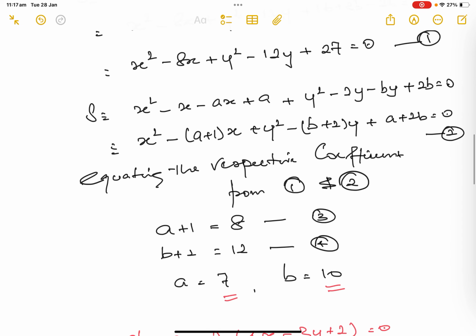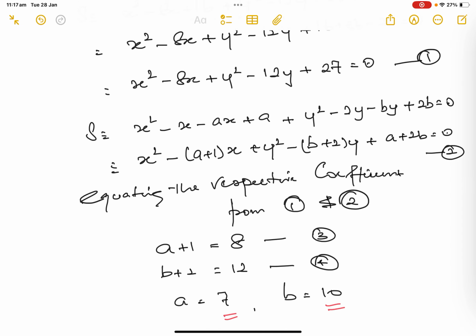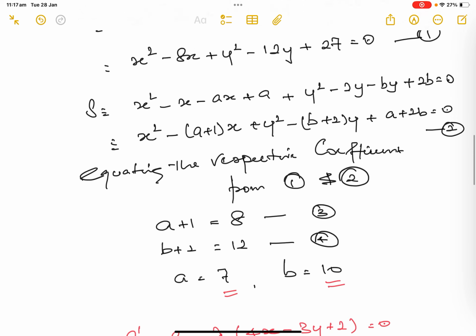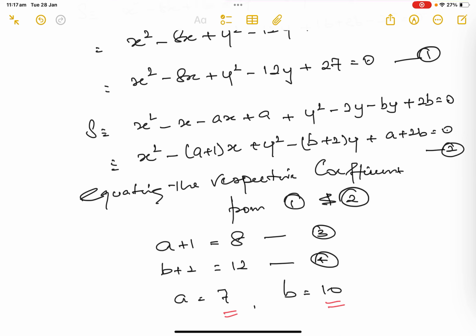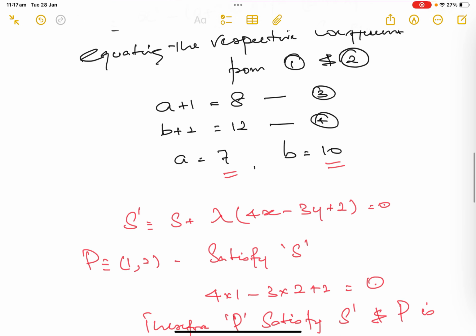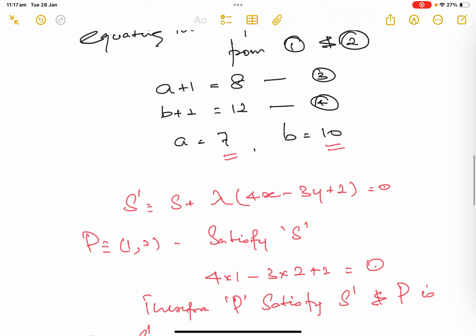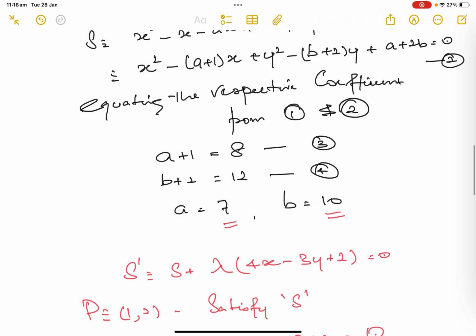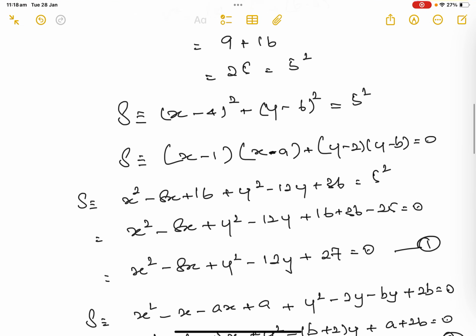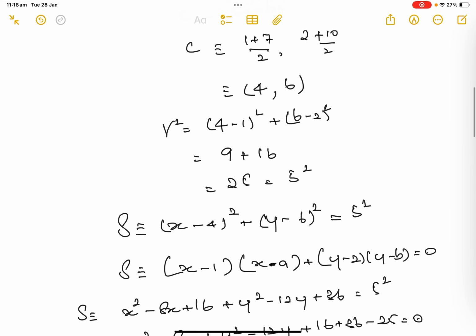And again, the coefficient of y in the first equation is minus 12. The y coefficient of the second equation is minus b plus 2. Minus minus again cancel, so b plus 2 equals 12. From the first one, a plus 1 is equal to 8. Take the 1 to the other side, a equals 7. And b plus 2 is 12. Take 2 to the other side, b equals 10. So this is the first part, to find the values of a and b, which we have.